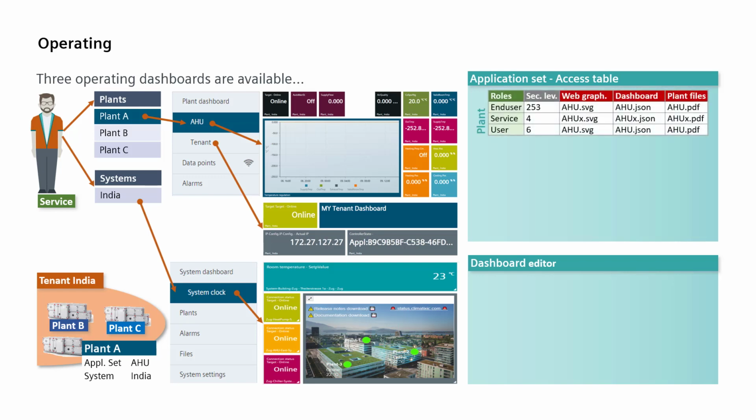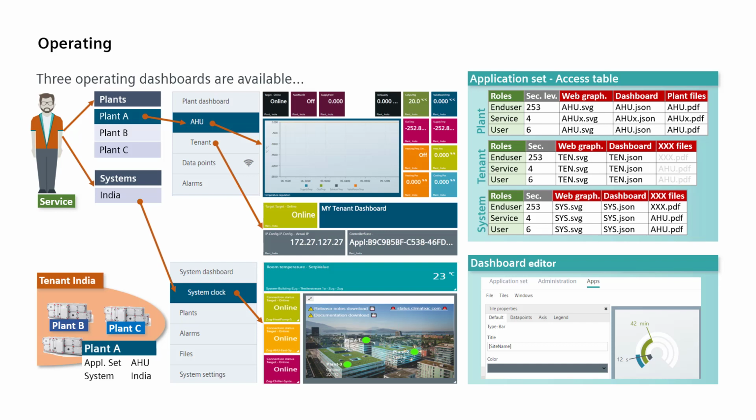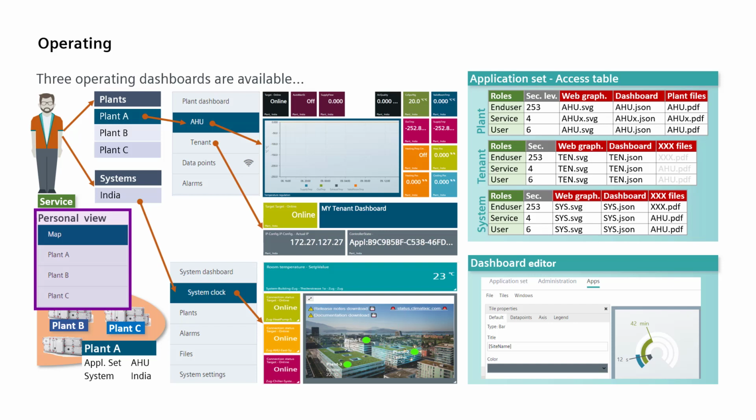All these views are impersonal, while mapped via an application set access table. That means that the application looks the same for users with the same access roles. It is possible to show a different application view depending on the access roles. The dashboards can be defined independently from the plant view for the tenant and the system view. All the dashboards are created in the dashboard editor, as we will see later. Moreover, a personal dashboard can display any data points from plants the user has access to. This view is saved in the user profile.